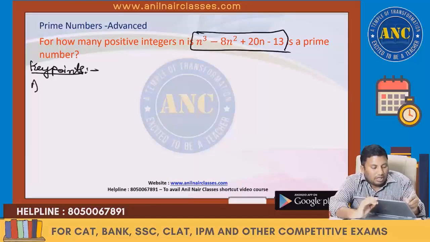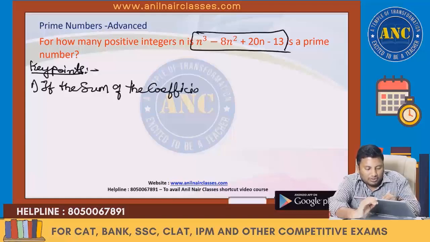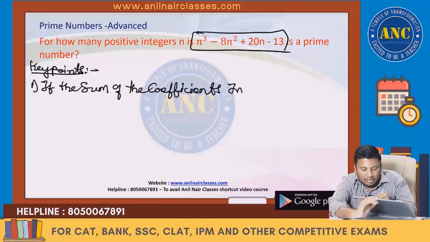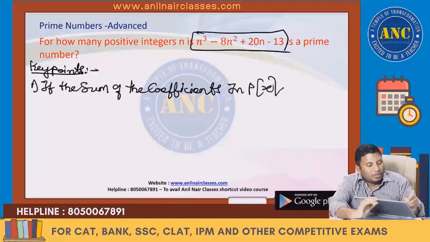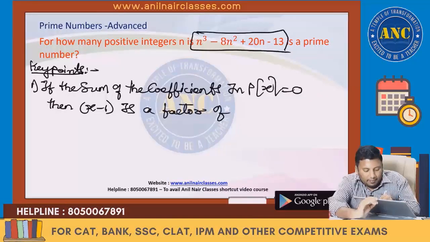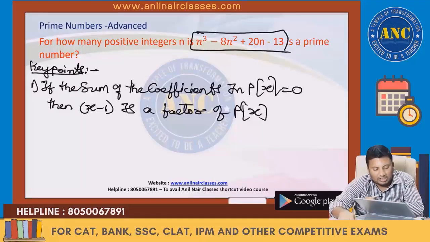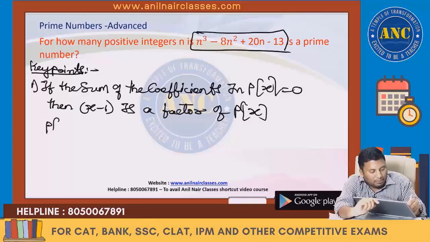First one, if the sum of the coefficients in P of x is 0, then x minus 1 is a factor of P of x. Please make a note of it. What is P of x?